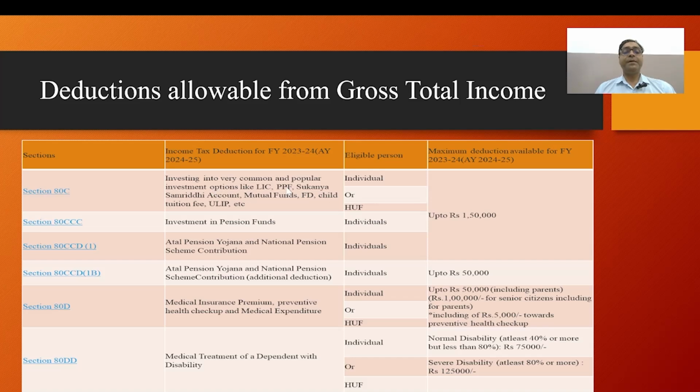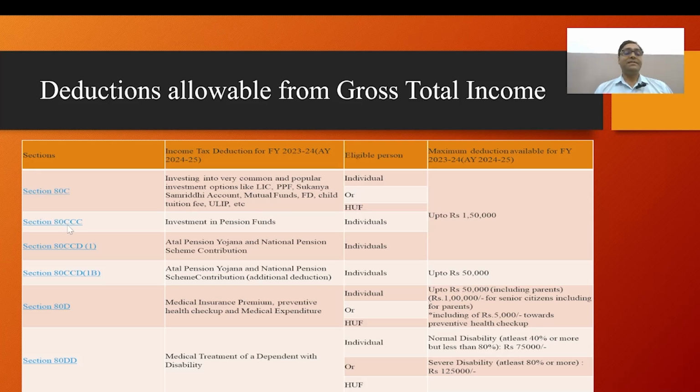Investment in very common and popular investment options for an individual person and for HUF, undivided family, like LIC and PPF and Sukanya Samriddhi Yojana, and tax saving mutual funds, and fixed deposit, and RD, and child tuition fees and ULIP, etc. This is applicable for individual or HUF.